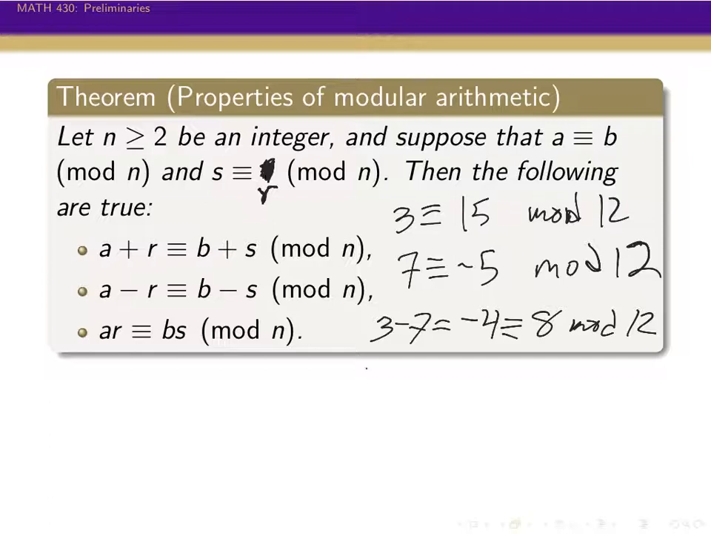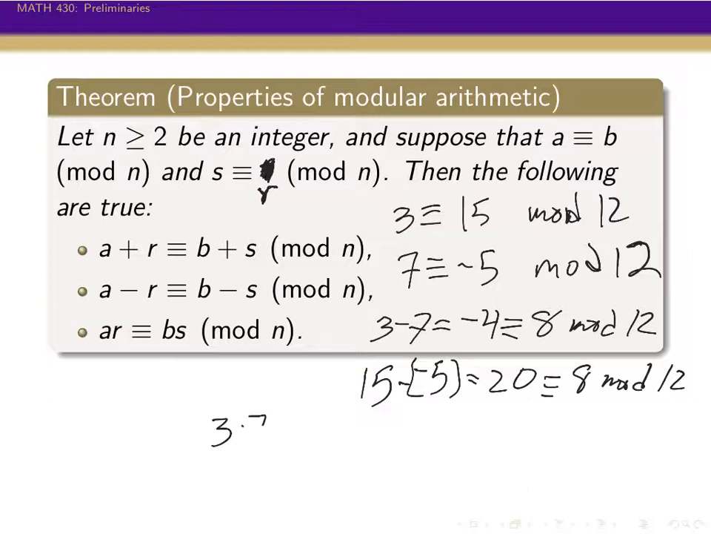And if I do 15 minus minus 5, so that's 15 plus 5, gives me 20. That's also congruent to 8 mod 12. So swapping 3 for 15 and 7 for minus 5, that doesn't change anything when we do the subtraction. Similarly, if we do 3 times 7, so that's 21, subtract 12 off from that, so it's congruent to 9 mod 12.